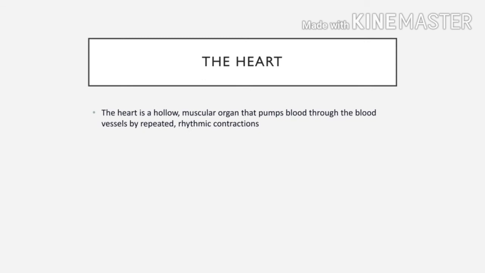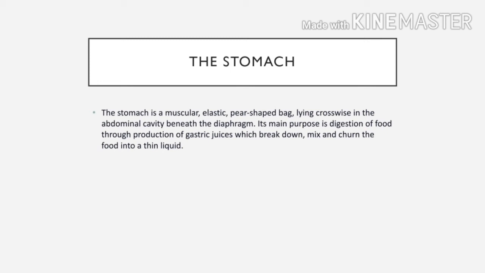The heart. The heart is a hollow, muscular organ that pumps blood through the blood vessels by repeated rhythmic contraction. The stomach. The stomach is a muscular, elastic, pear-shaped bag lying crosswise in the abdominal cavity. The main purpose of the stomach is digestion of food through production of gastric juice, which breaks down, mixes and churns the food into a thin liquid.